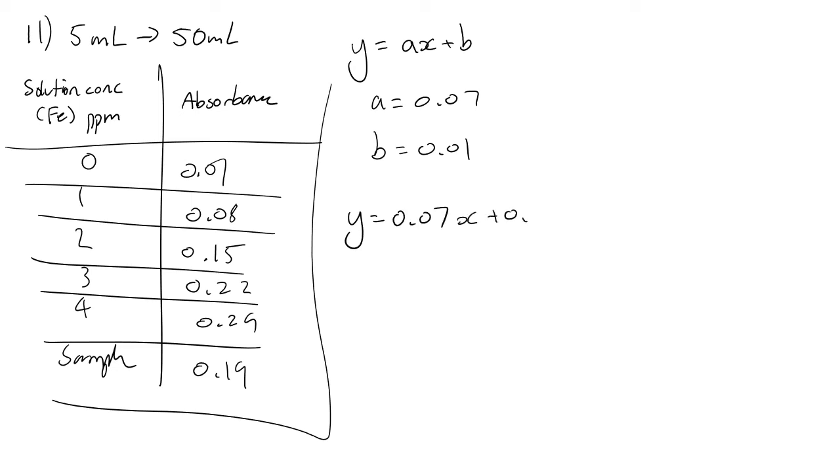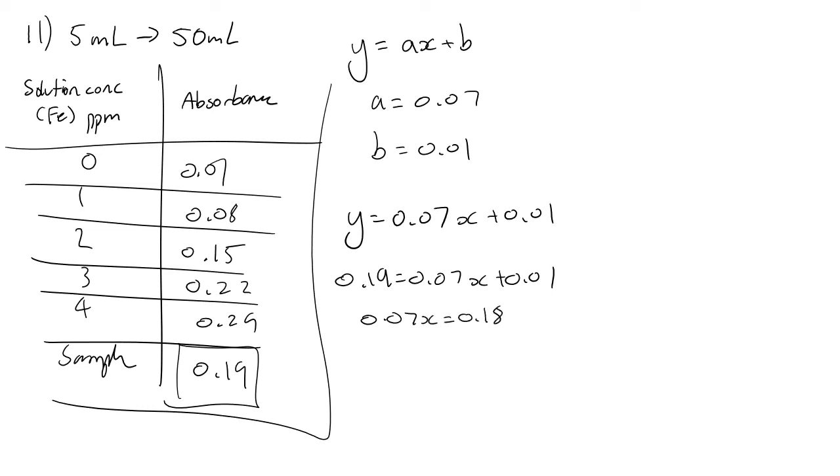So the trend line that fits this table of values would be y equals 0.07x plus 0.01. Now to find the concentration of iron in our 50 milliliter sample, we substitute y equals 0.19 into the equation. So 0.19 equals 0.07x plus 0.01. So 0.07x is equal to 0.18 and x is equal to 2.57. That's in parts per million. Now that's the first part of the question.